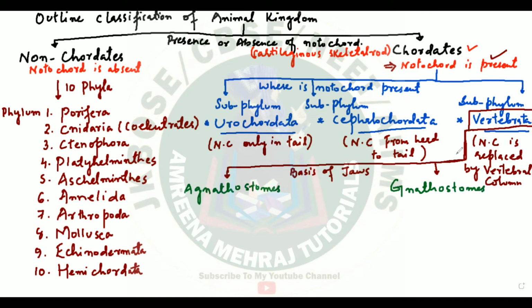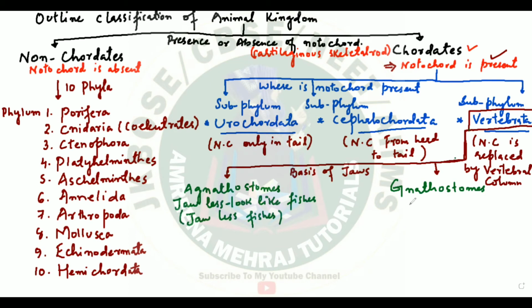So vertebrates are further of how many types? Two types. Agnathostomes and gnathostomes. Agnathostomes are jawless and they look like fishes. That's why we call them jawless fishes.